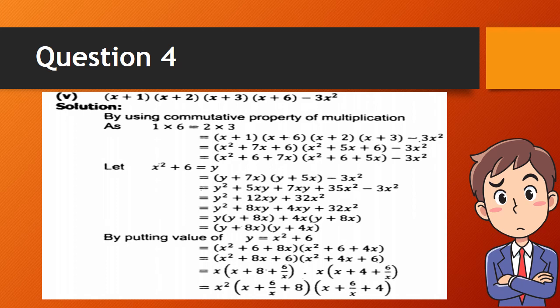Now by adding 5 and 7 you have 12xy. So 12xy plus 35 and 3 is subtracted, you will be getting 32x square. Now again the midterm method: the factors of 32 such that they will give you 12 when added. So we will be getting 8 and 4 as the factors of 32, and by adding 8 and 4 we will be getting 12. So you have written 12xy as 8xy plus 4xy.